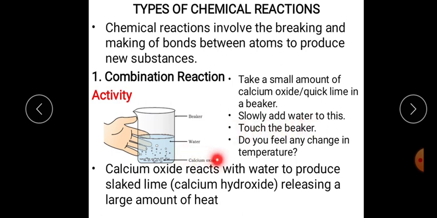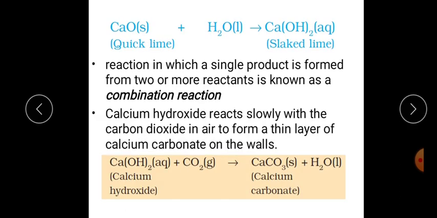This calcium oxide will react with water inside this beaker, and it will form calcium hydroxide, releasing a large amount of heat. So what do you feel? Is there any change in the temperature? Yes, there is a change in the temperature, because in this reaction it will release a large amount of heat after combining this calcium oxide with this water.